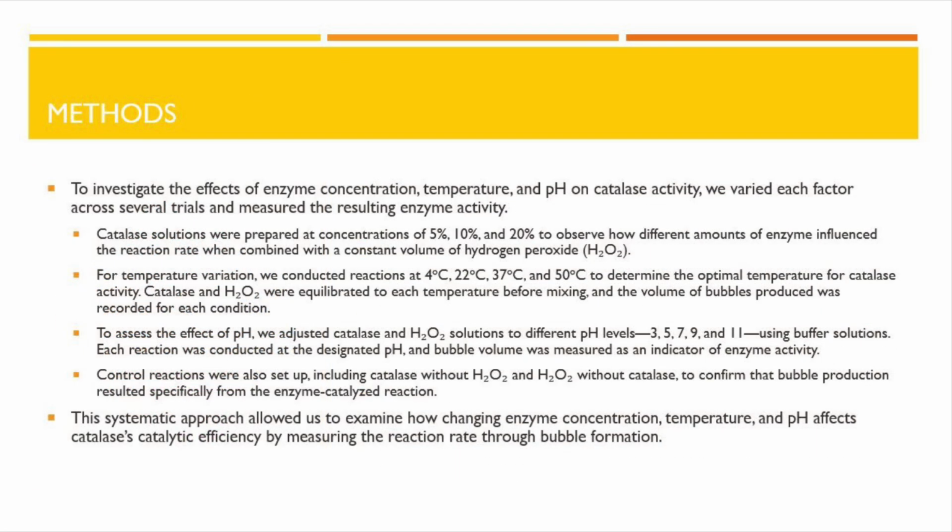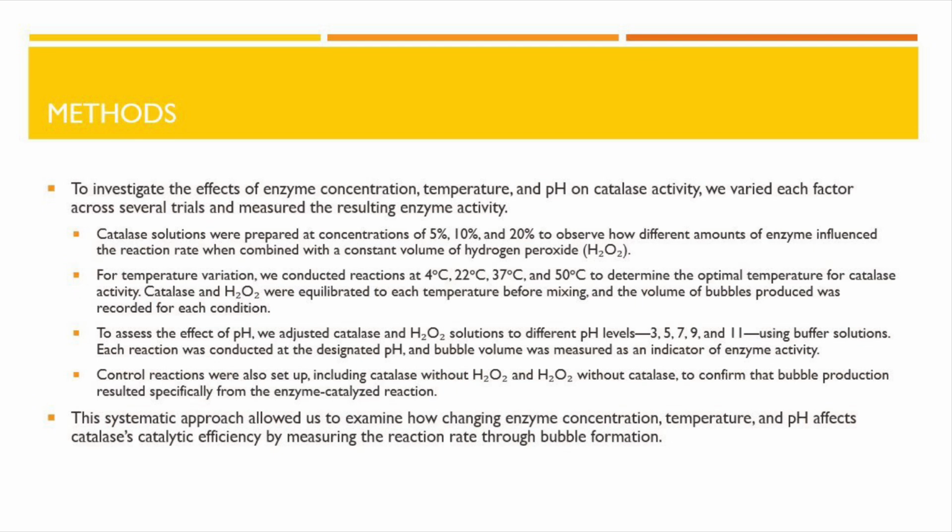So for our methods, we decided to investigate the effects of enzyme concentration, temperature, and pH levels on a catalase level. We varied each factor across multiple trials and measured the resulting enzyme activity. So catalase solutions were prepared at different concentration levels between 5 to 20% in order to observe how different amounts of enzymes influence the actual reaction rate when combined with a constant volume of hydrogen peroxide.